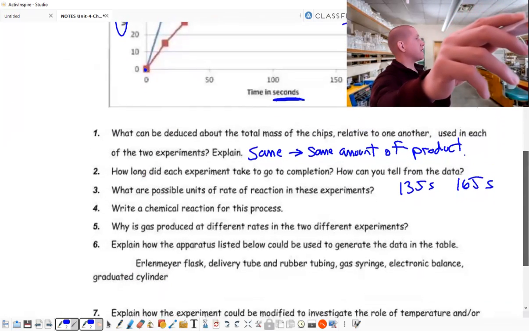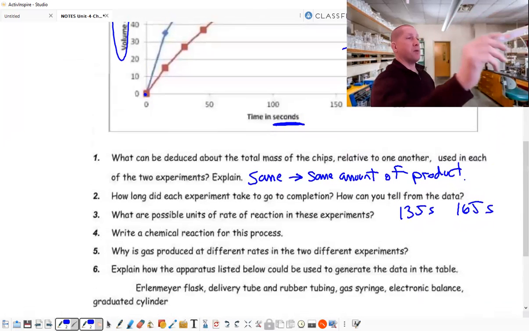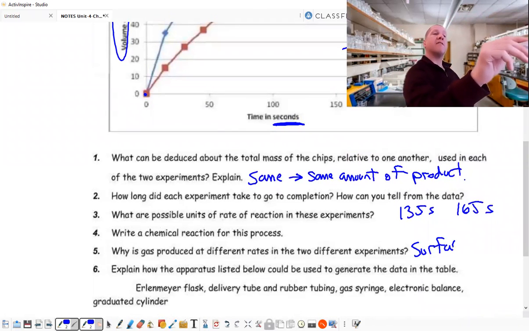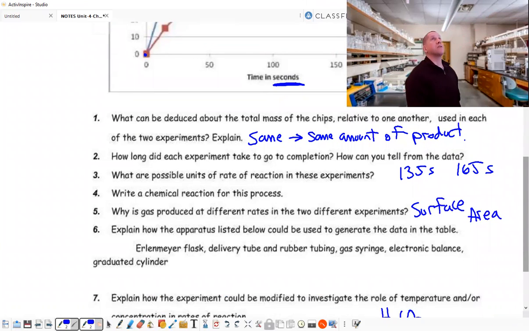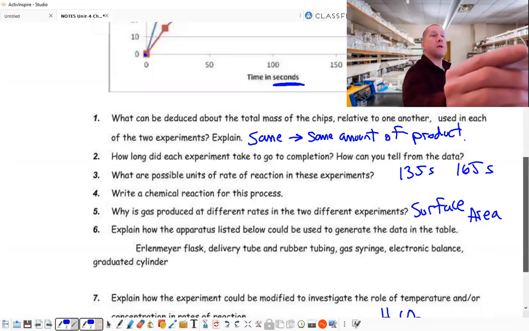Why is the gas produced at different rates in the two different experiments? Well, this is one of the 5 ways to increase the rate of a chemical reaction, which is to increase the surface area. So the smaller chips are going to, remember, the same mass. So in question 1, we have the same mass. So smaller chips are going to react faster. Smaller chips will react faster.